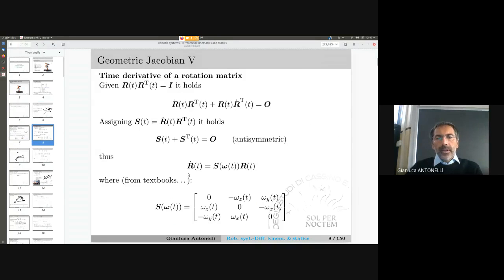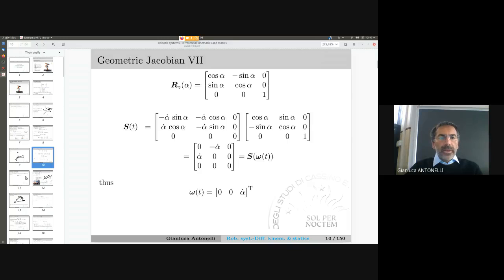The time derivative of a rotation matrix is given by this expression. R dot is equal to the multiplication between two matrices, the rotation matrix itself, and a strange antisymmetric matrix that embeds the angular velocity. And this is an expression of S.